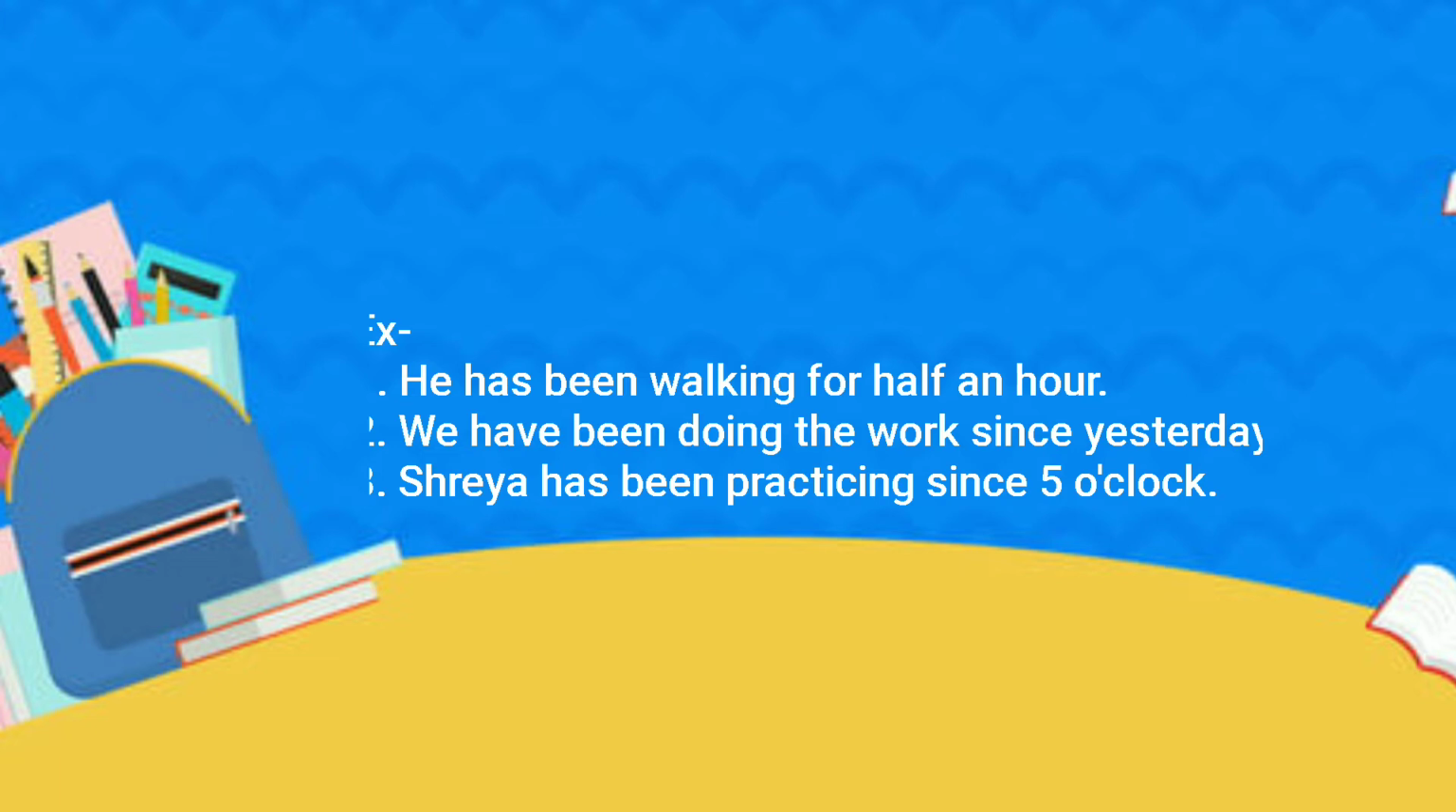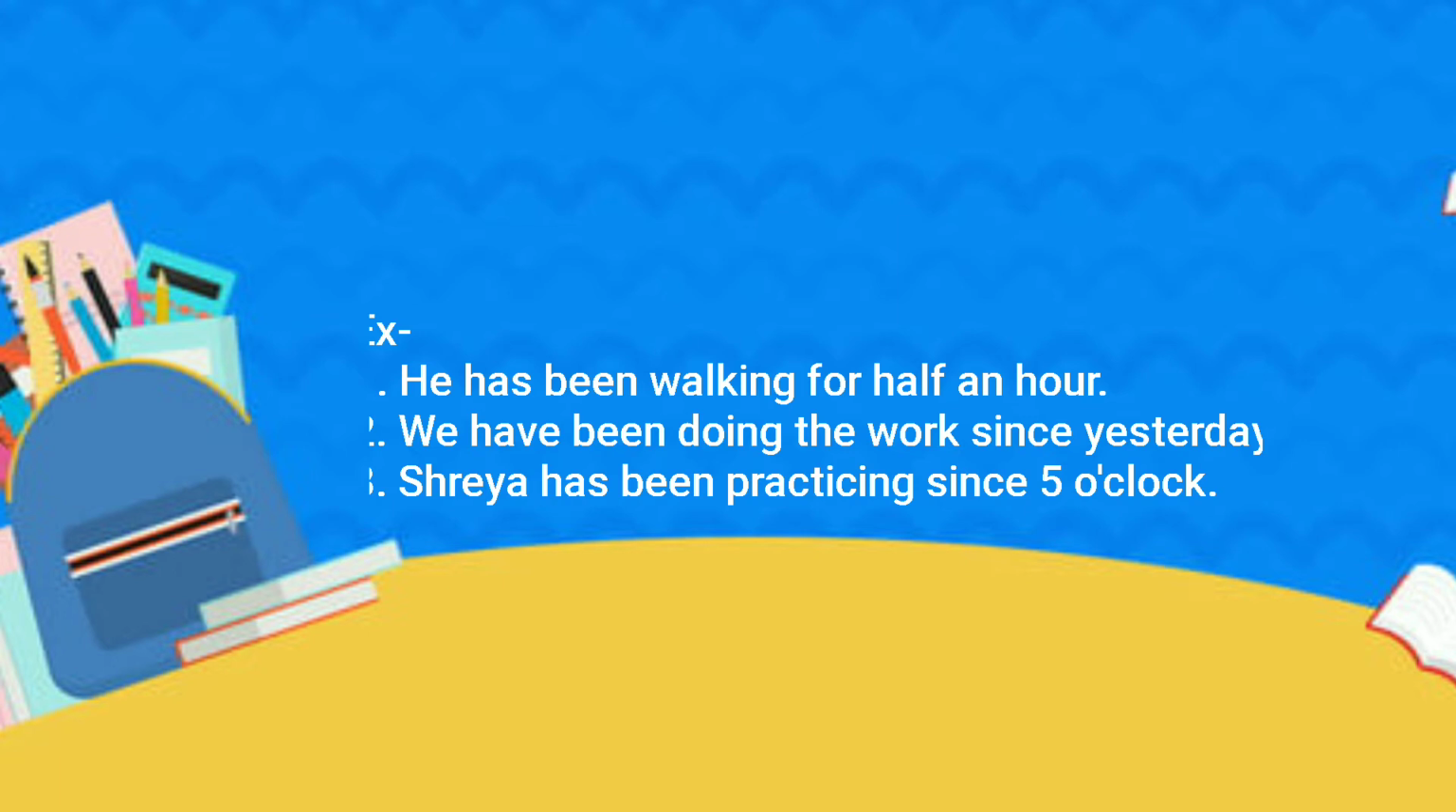As you can understand, based on the type of subject, we have used has or have. After that, we follow the rules: been plus verb's first form along with ing. Then we have used since or for, then the time.